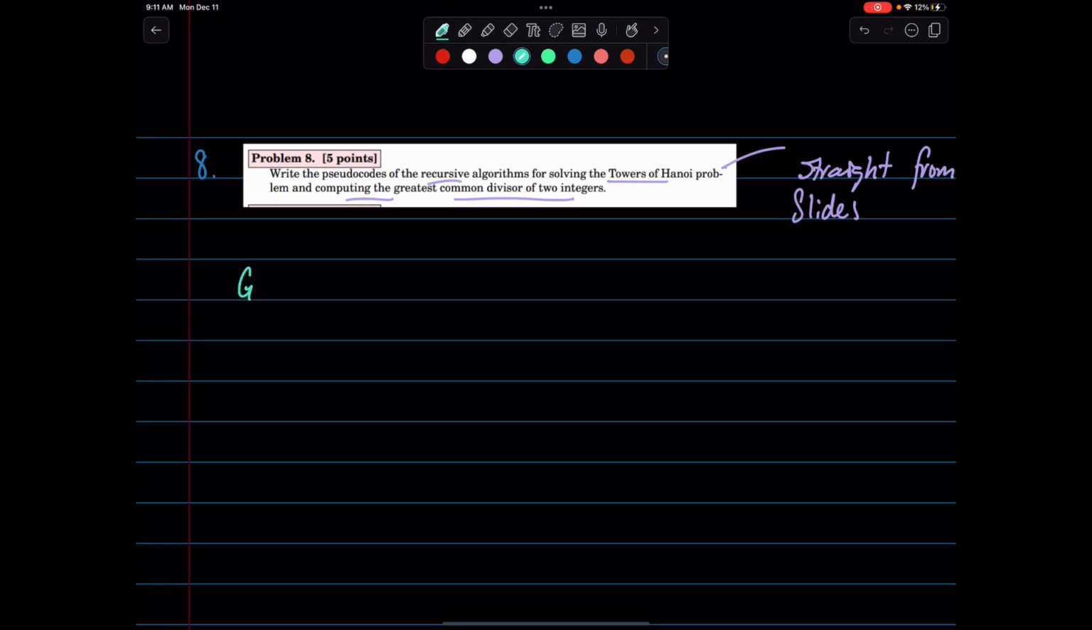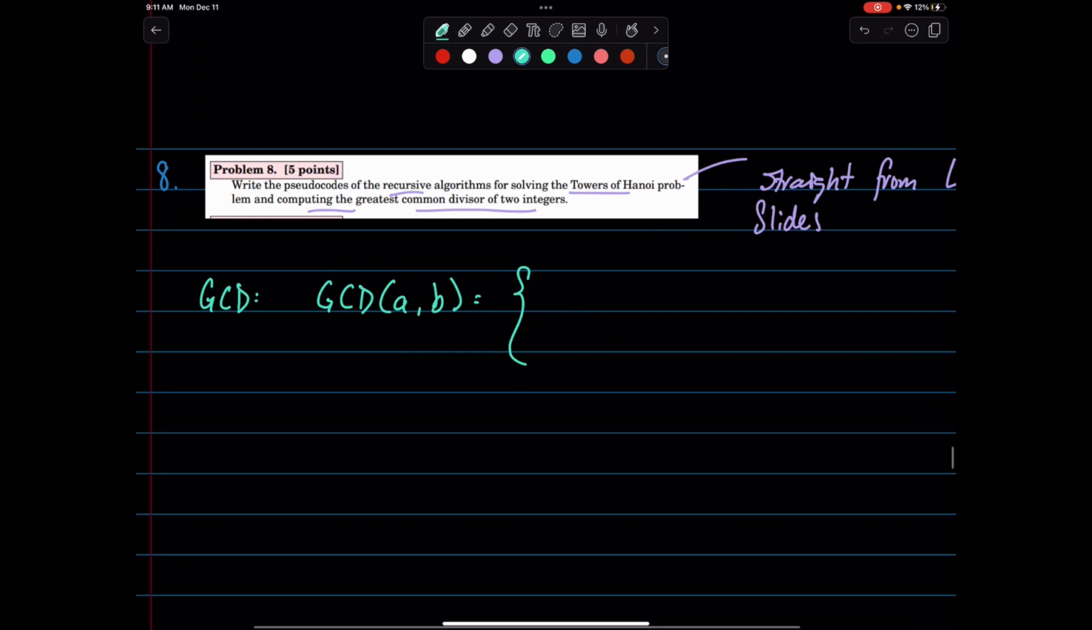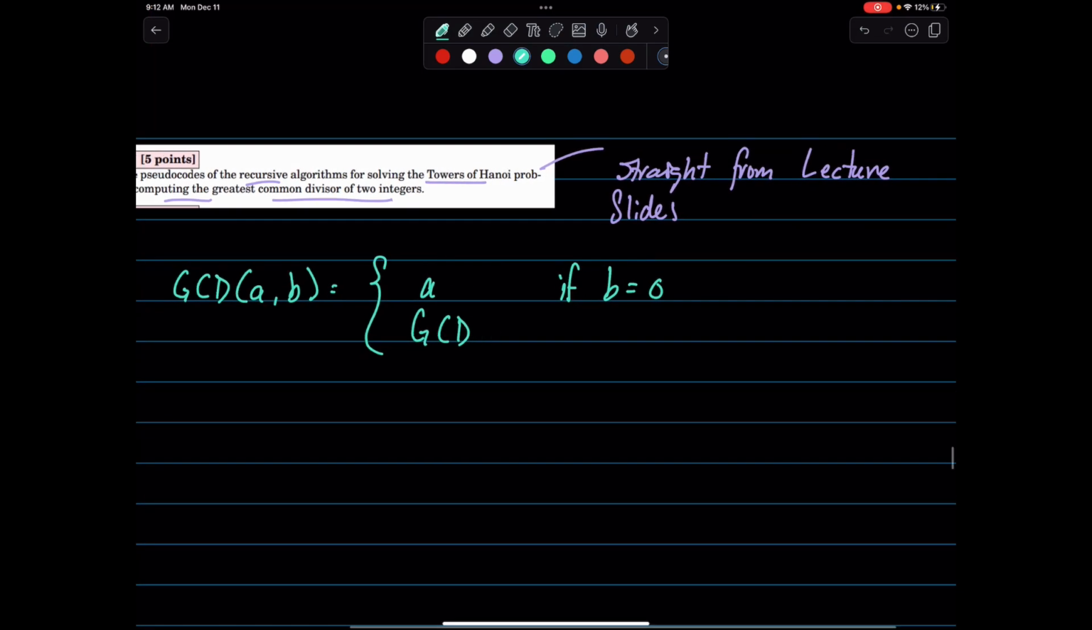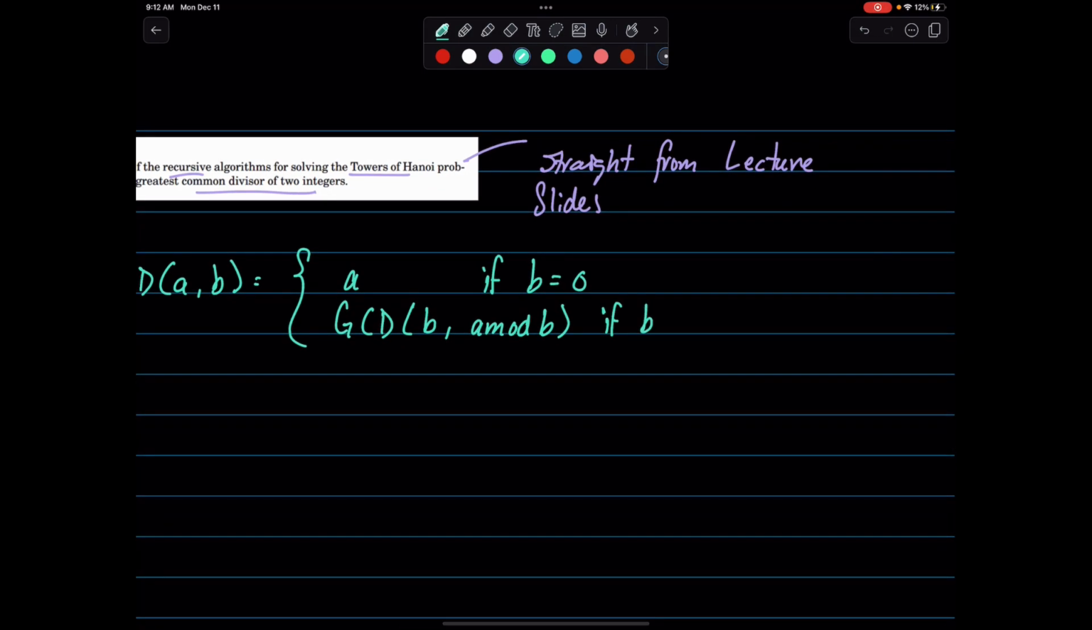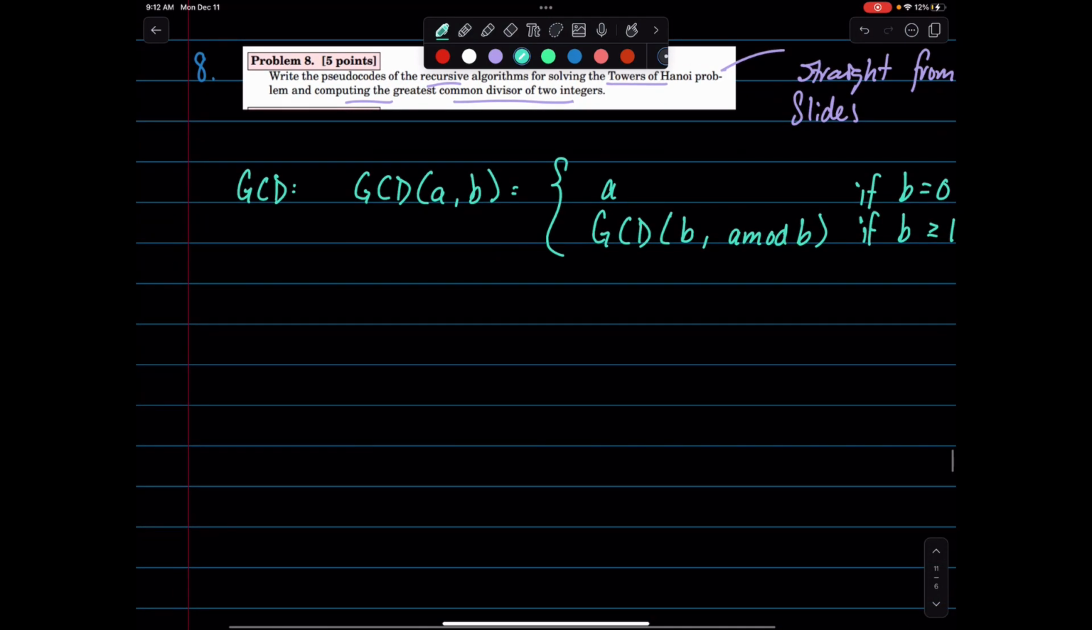So for the greatest common divisor, it's GCD of a, b, into a function where, yeah, this is straight from the lecture slides. I just put this definition here if anybody wants to see it. I don't know if this could be on the test, but it wouldn't hurt to know this. It wouldn't hurt to memorize this.